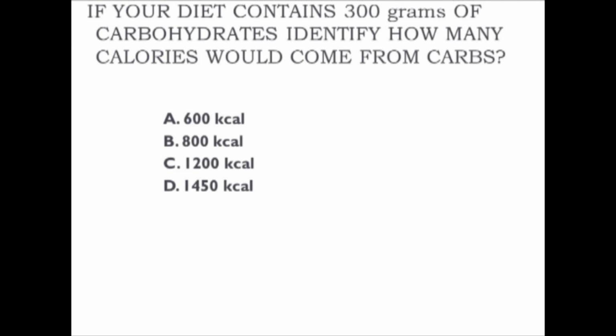Let's do another problem. If your diet contains 300 grams of carbohydrate, identify how many calories would come from carbohydrates. Now this one is relatively easy since we know that there are 4 calories for every gram of carbohydrate, and since there are 300 grams, the answer would be C, 1200 calories.